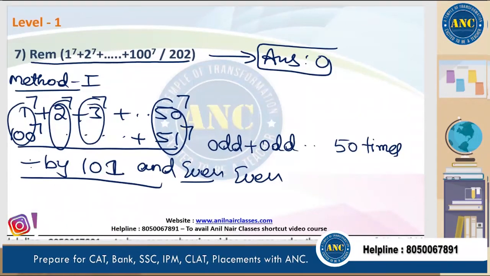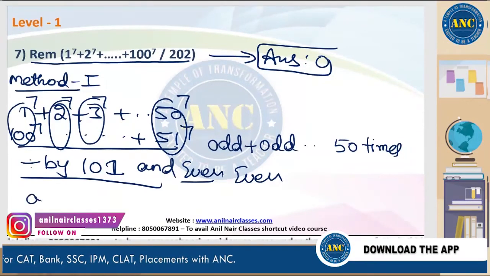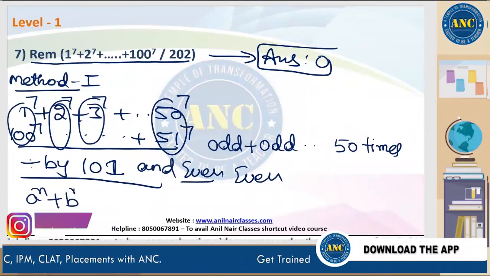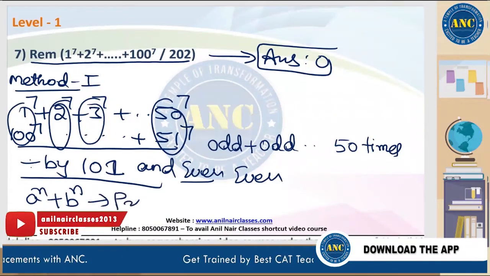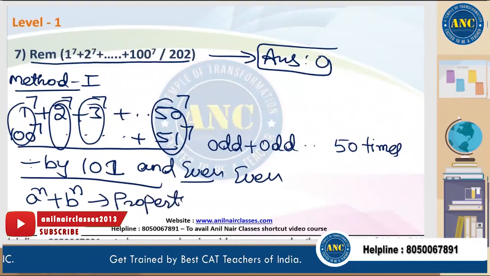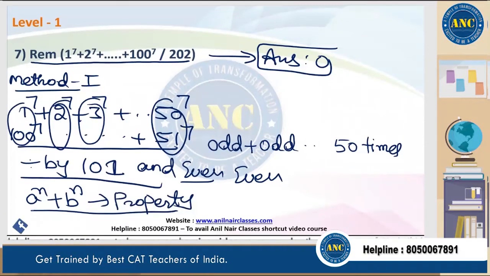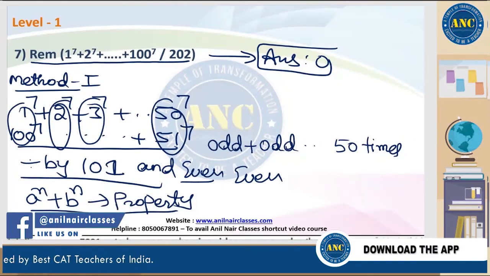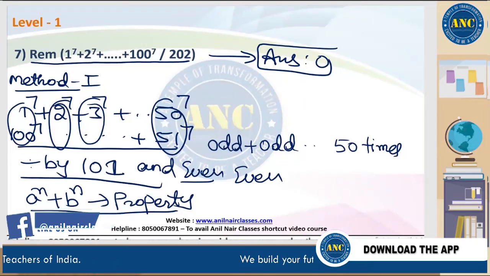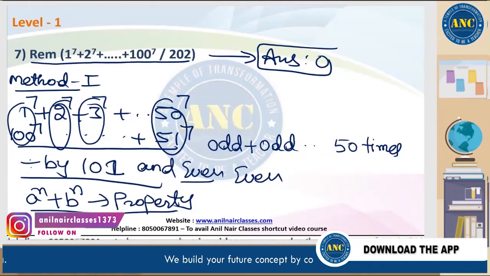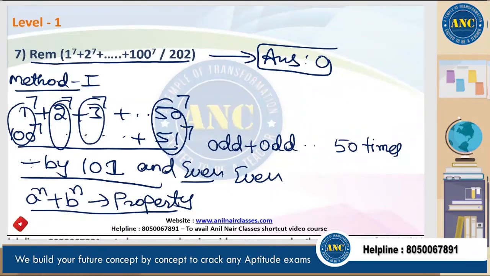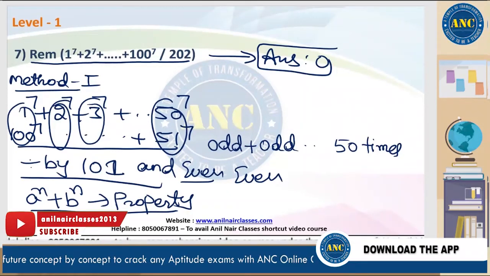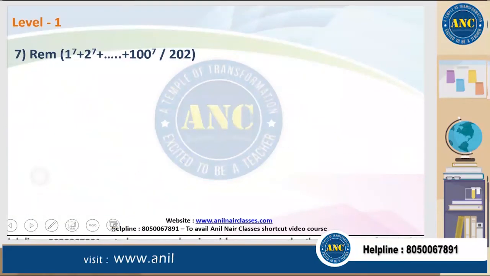This is method 1. Method 1 is based on a power n plus b power n property. Hey Anil sir, you discussed another concept in the previous question. Can I use another concept? The concept which I used in the 6th question. Yes, beta, you can use that another concept also.